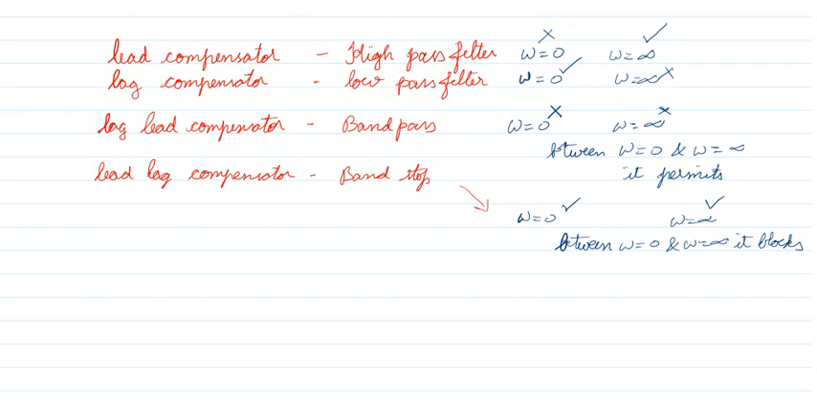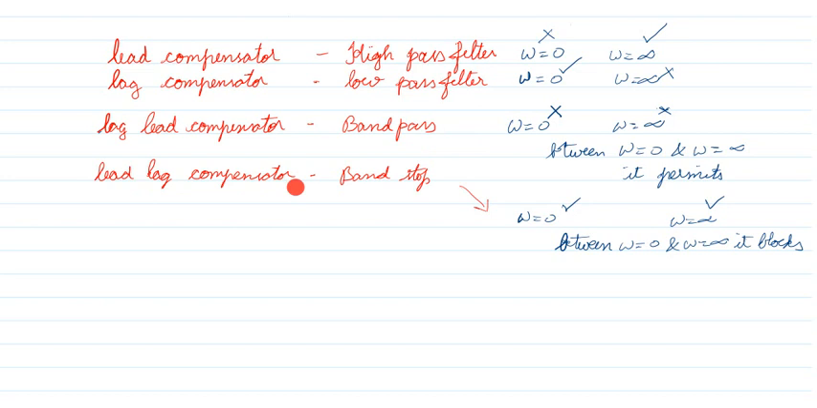Then what about lag lead? Lag lead is a band pass filter. Band pass filter means at low frequency it will not permit, as well as at high frequency it will not permit, right? But between high and low it will permit, right? So between that band it is permitting, so it is called a band pass filter.